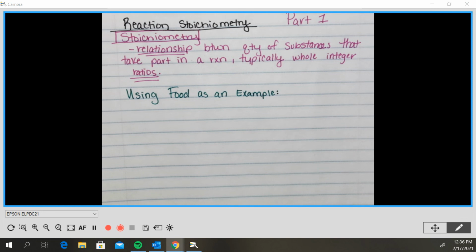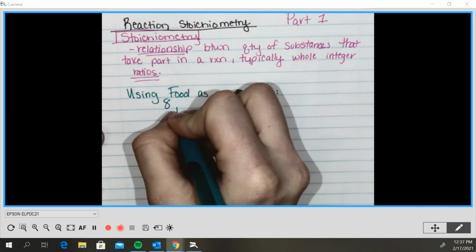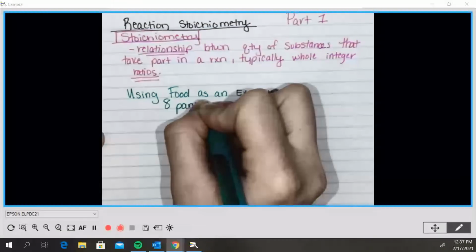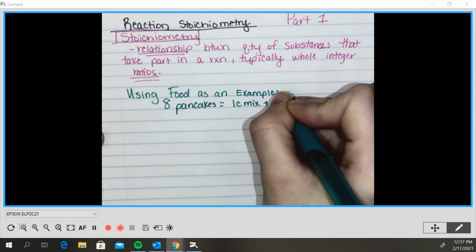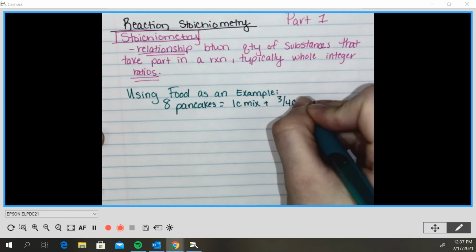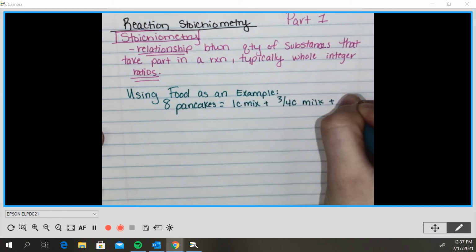How many of you have ever made a sandwich in your life? Great. How many of you have ever made pancakes? Great. Little did you know, you were actually performing a stoichiometric problem when you did either of those things. We're going to use pancakes because that is my favorite breakfast food. So, 8 pancakes can be made from 1 cup of mix, 3/4 cup of milk, and 1 egg.